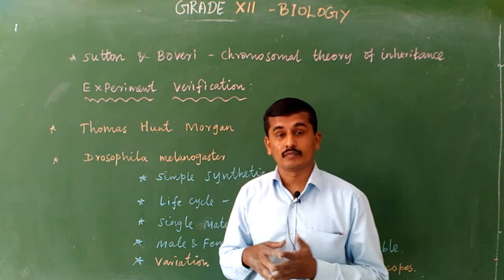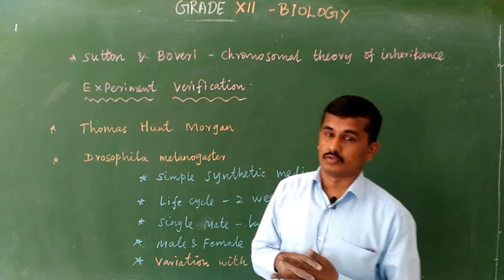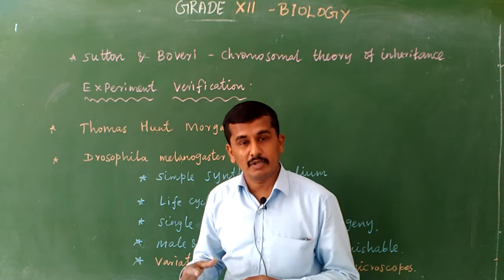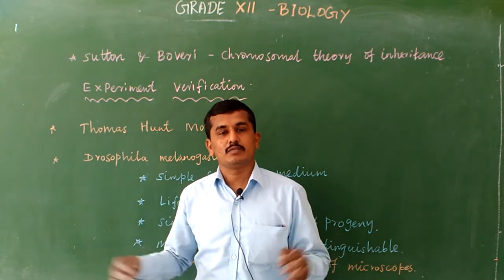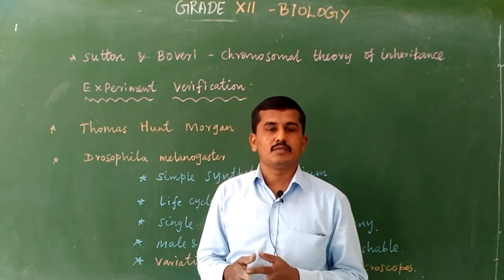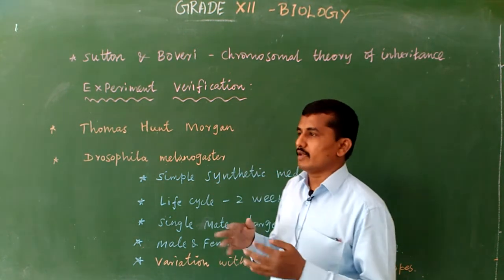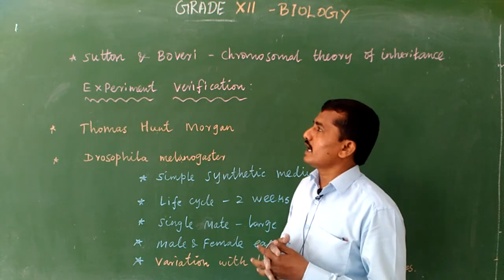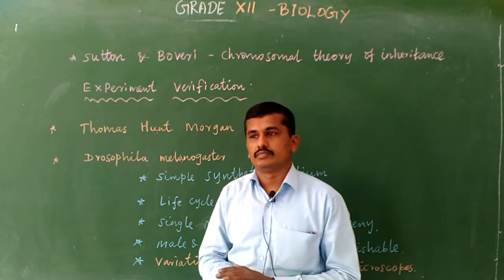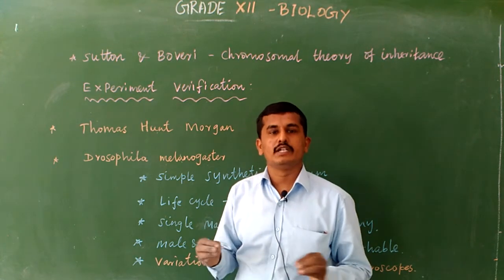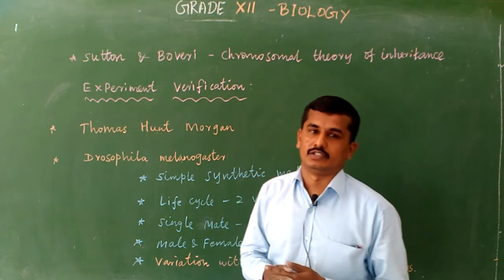Normally, humans contain 46 chromosomes. During gamete formation, 23 chromosomes segregate from each other and 23 move into one gamete and another 23 move into the other gamete. In the same way, Walter Sutton and Boveri observed chromosomal movement during meiosis division.